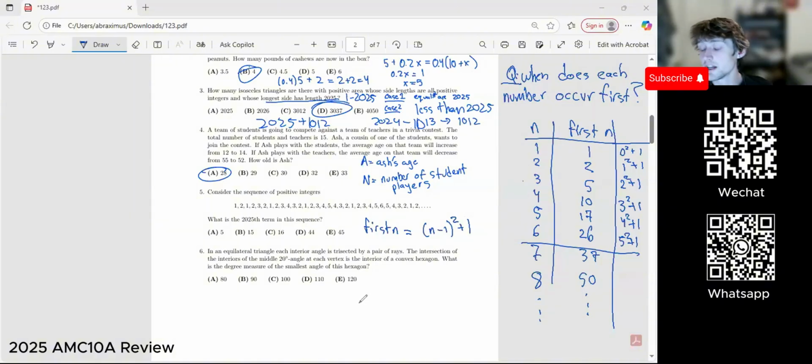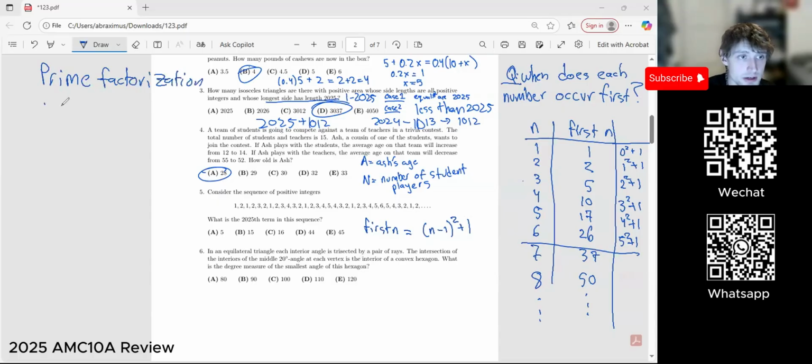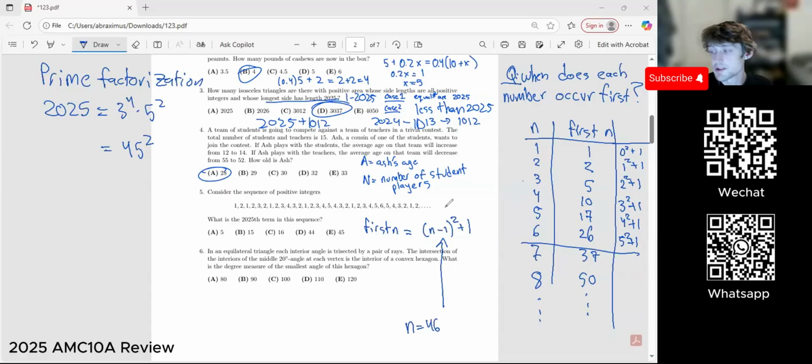Whenever you're taking an AMC, you should always know the prime factorization of the year. And what we can see is that 2025 is equal to 3 to the 4th times 5 squared, or 45 squared. So if we plug in n equals 46, when is the first 46? Then we get 45 squared plus 1 equals 2026. So the 2026th term is 46. So that means the previous term is 45.